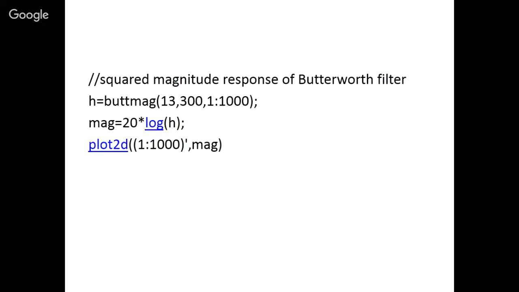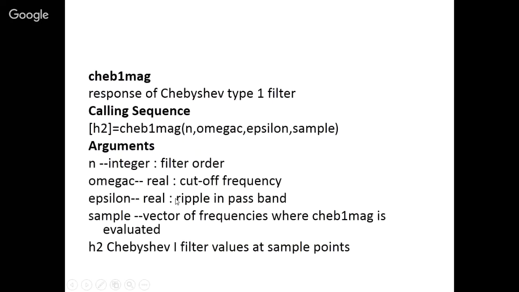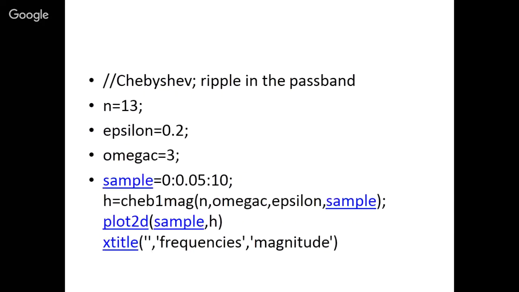For example, we have given here the squared magnitude response of the Butterworth filter, not the frequency magnitude. So here we are giving the Butterworth magnitude, 13 is the filter order, then this is the cutoff frequency we have given in omega, then the sample values 1 to 1000. Then you can plot it and find the dB values, that is 20 log H, which is converted into decibel values, and after that you can plot this. Similarly, we have CHEB1 MAG, CHEB2 MAG, and ELLIP MAG.